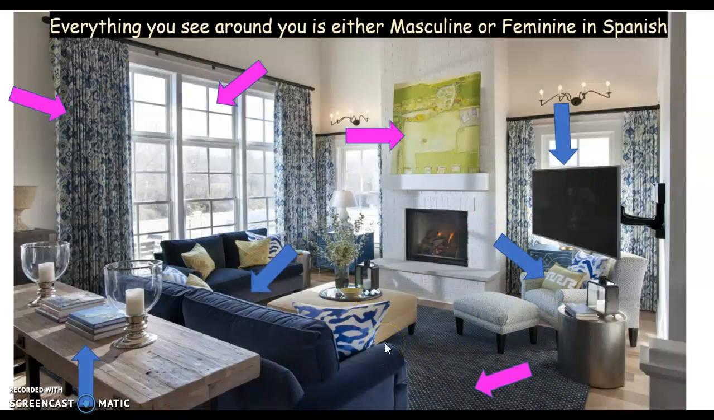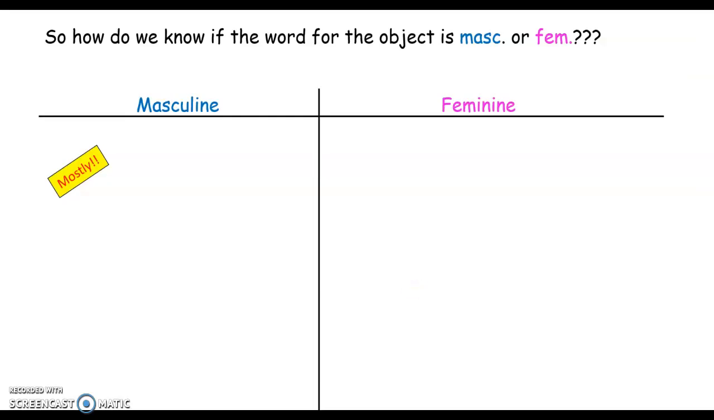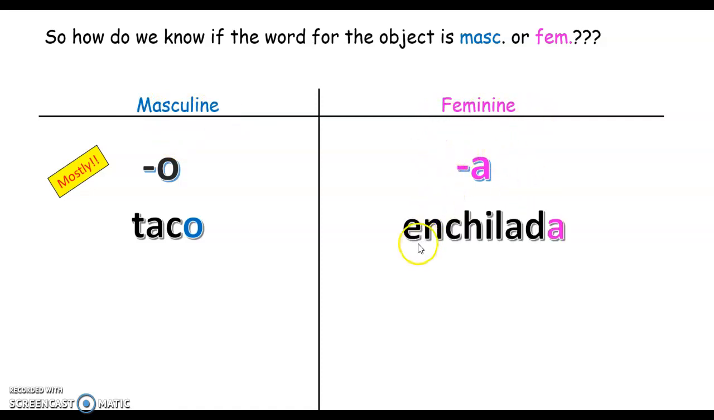So it's not really the noun itself that's a boy or a girl, but it's the word for the noun or the object that's either masculine or feminine. So how do we know if the word is masculine or feminine? Well, 99% of the words that end in an O in Spanish are indeed masculine. For example, taco ends in an O, therefore it's masculine. And the words that end in an A in Spanish are feminine, like enchilada.